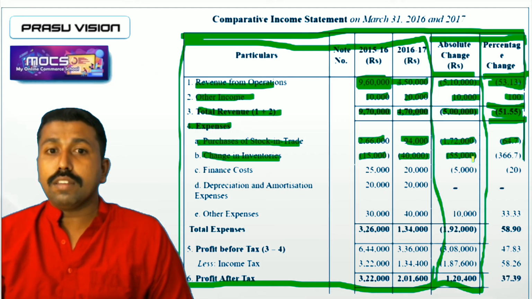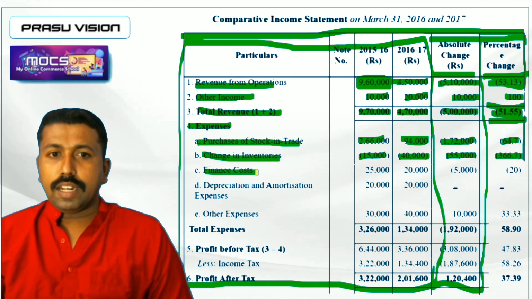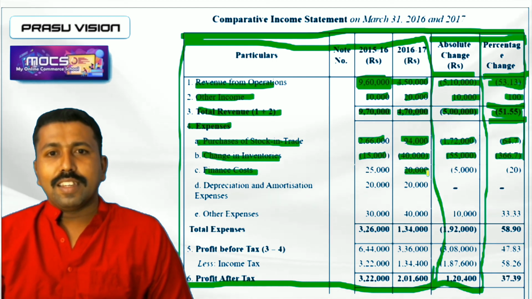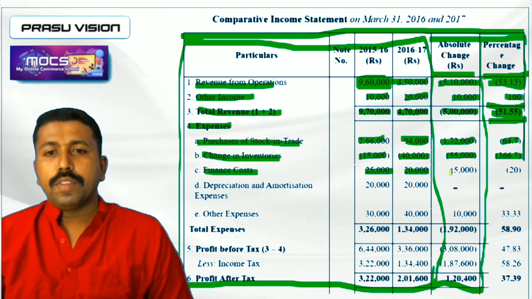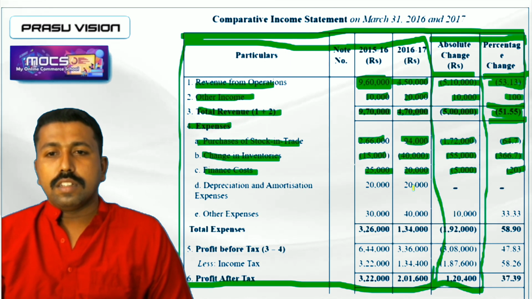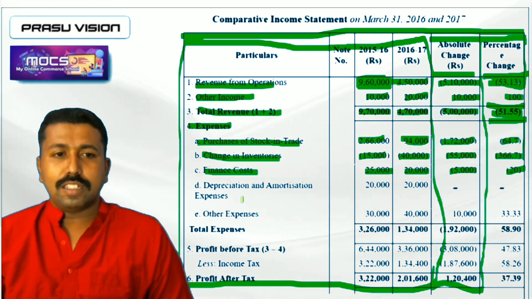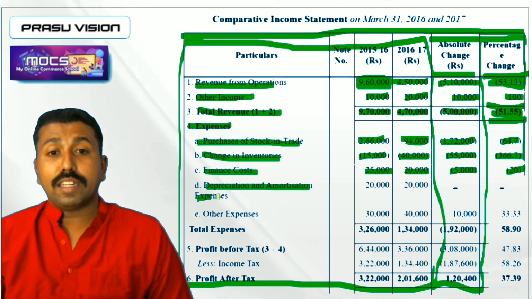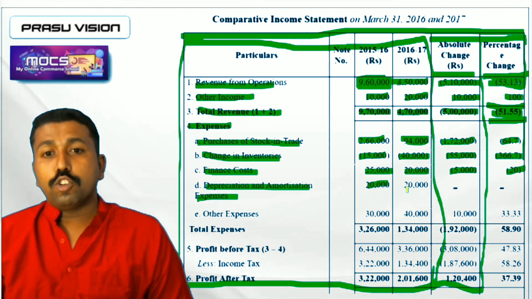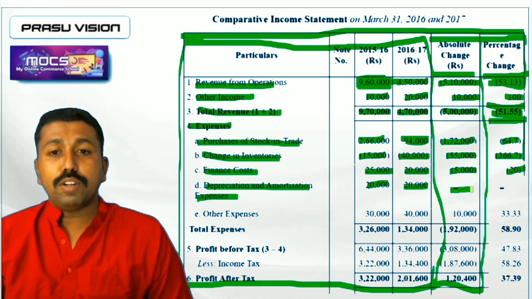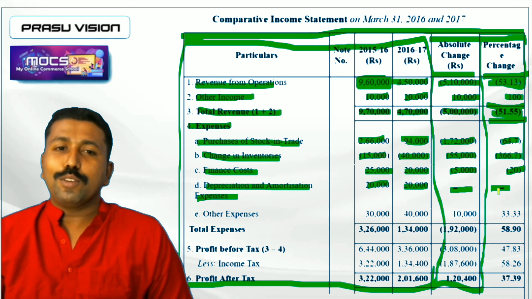55,000 negative figure. How is it happening? Negative minus figure will be added. So just look at that percentage, 366.7 percentage. Finance cost is another item, 20,000 in the current year, 25,000 in the previous year, 5,000 negative figure absolute change, and negative 20 percentage is the percentage change. Depreciation and amortization expenses are 20,000 for each year. Difference, absolute change is 0 and percentage change is also 0.